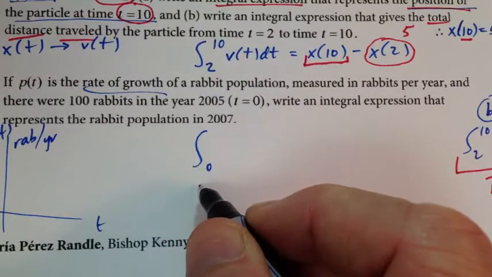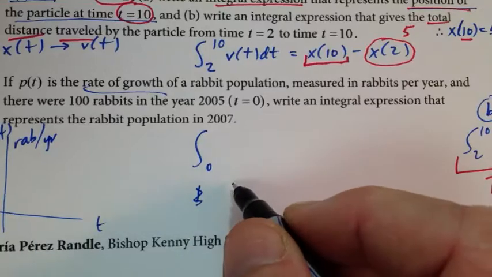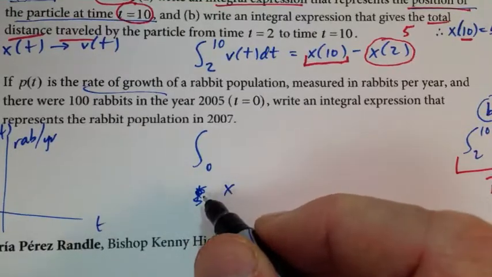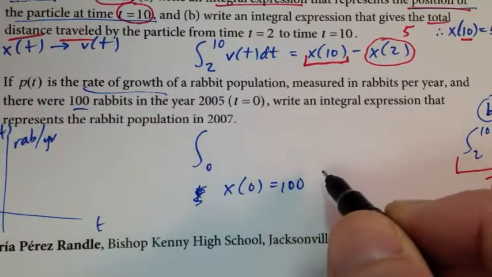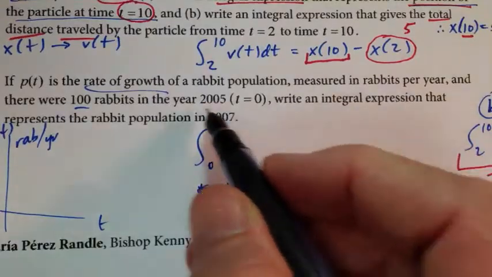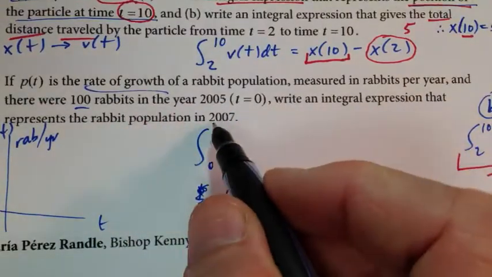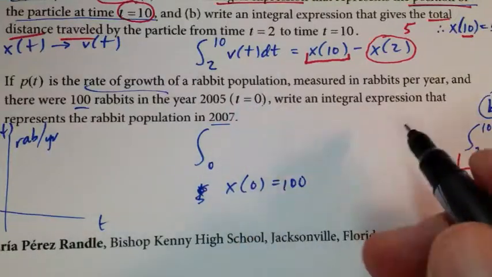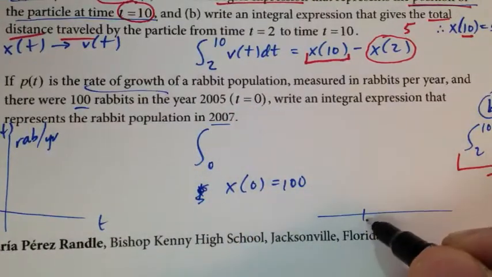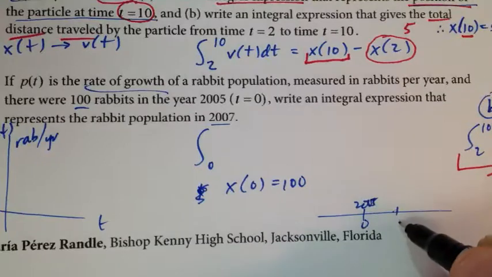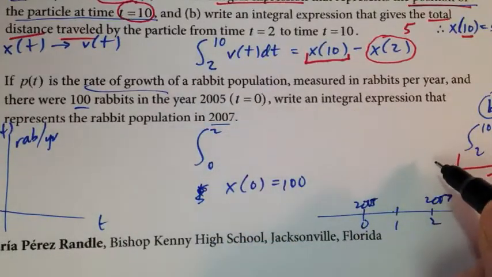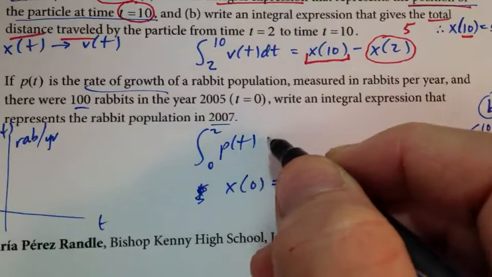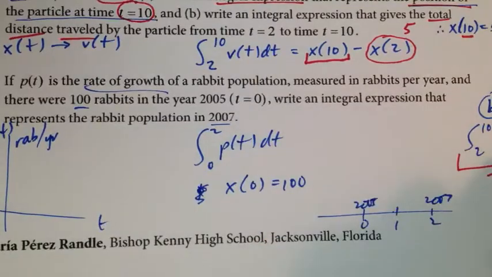Let's just let x be the antiderivative. Okay, x at 0 is 100. So there were 100 rabbits at the beginning, and then in the year 2007. So if t equals 0 is the year 2005, then t equals 1 would be 2006, and t equals 2 would be 2007. Okay, so we want the integral from 0 to 2 of p of t dt.